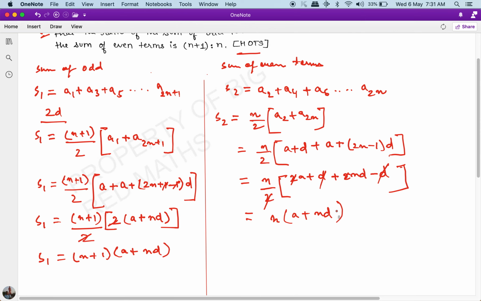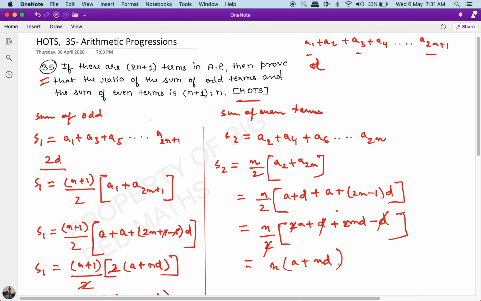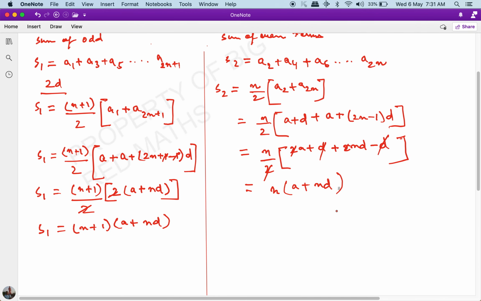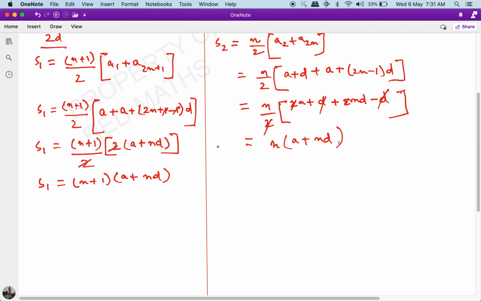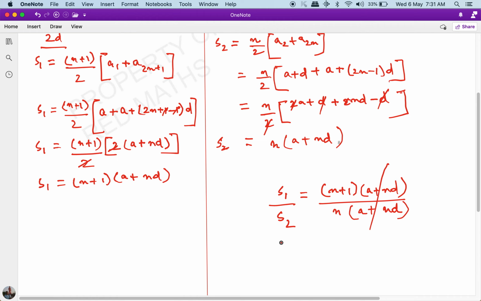Now the question becomes very simple. I have to find the ratio of the sum of odd terms and the sum of even terms. So this was my S2 till now. Now the final answer is actually S1 divided by S2. S1 is n plus 1 into A plus nd, the whole thing divided by n into A plus nd. A plus nd gets cancelled and I finally get S1 upon S2 is equal to n plus 1 upon n. And this is the solution to the question. This is what we actually set out to prove.